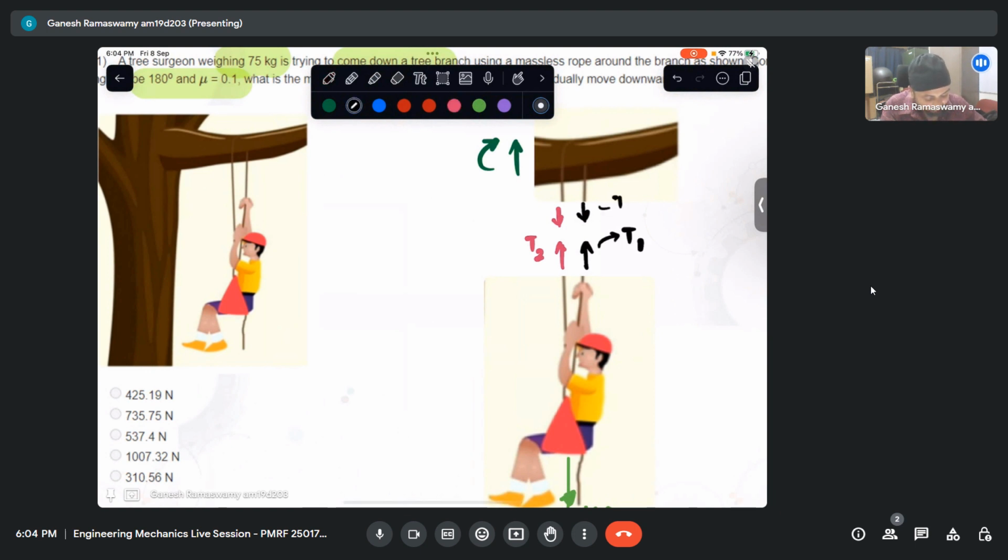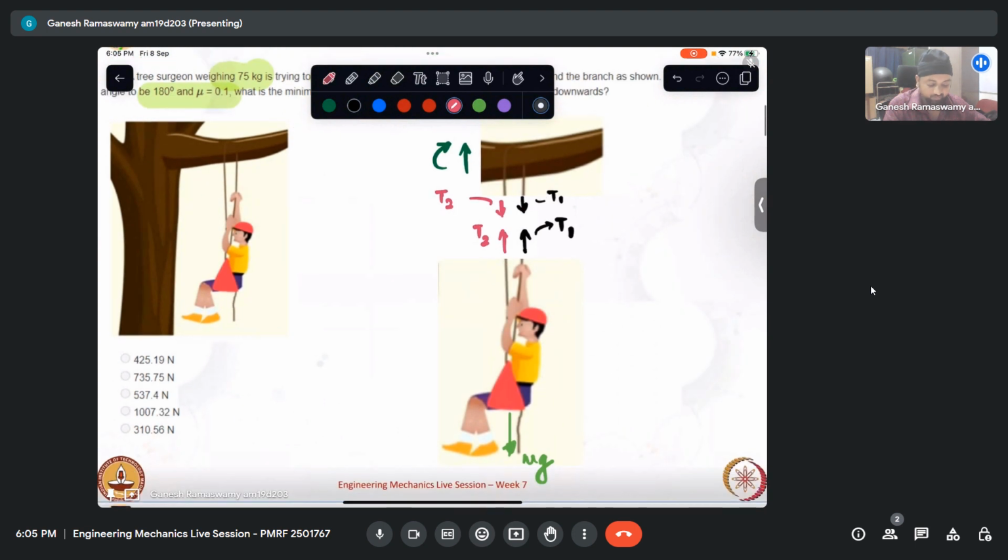So from Newton's third law, appropriately this is T2 and that is T1. The entire concept about belt friction is that we should be able to identify T2 and T1 correctly. Once that is identified, it's just a matter of substitution. So we know in belt friction that T2 by T1, the greater tension by the lesser tension, is given by e to the power mu theta, where theta is the lap angle in radians.